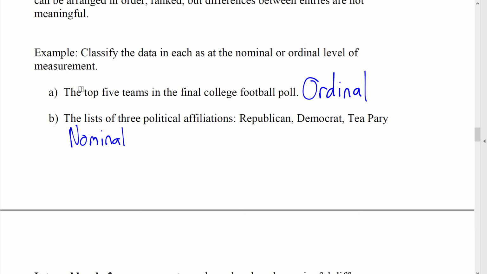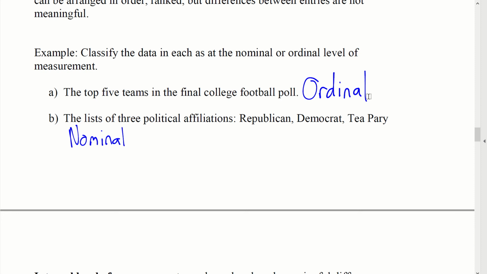For instance, if we wanted to classify the top 5 teams in a final college football poll, that would be ordinal data. You would rank the teams 1, 2, 3, 4, and 5. So it is possible to rank them, so that makes it ordinal. However, the differences between entries are not meaningful. And what I mean by that is if you compare the first and second place team, the difference between those two, as opposed to the difference between the fourth and the fifth place team, even though they're both separated by 1 in the polls, the talent gap or the perceived quality difference between the two might not be consistent from one to the other.